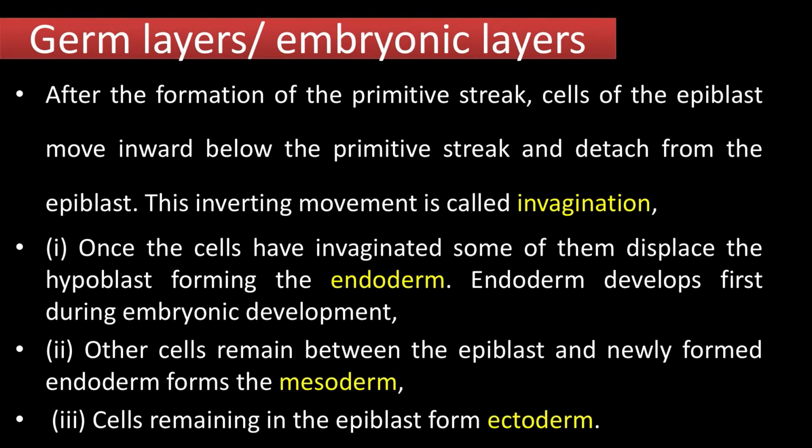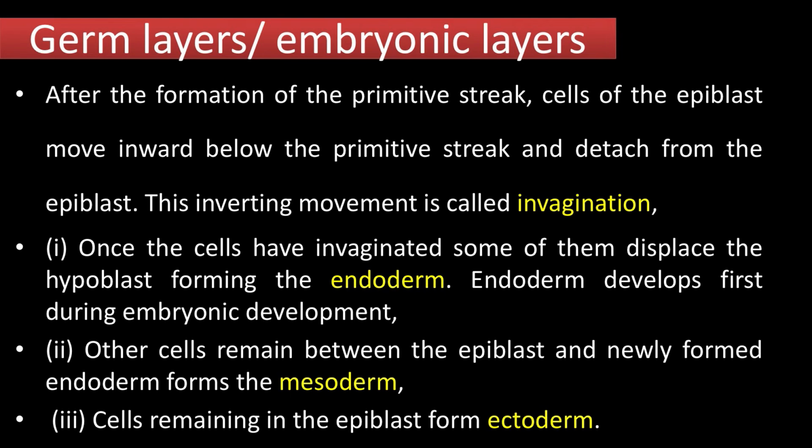Now, coming to the formation of germ layers or embryonic layers. After the formation of the primitive streak, the cells of the epiblast will move inwards below the primitive streak, and they will detach from the epiblast layer. This inversion is called invagination, and this will lead to the formation of your mesodermal layer. This invagination will form all the 3 distinctive embryonic layers, that are your ectoderm, mesoderm and the endoderm.